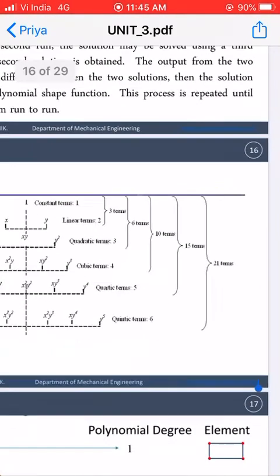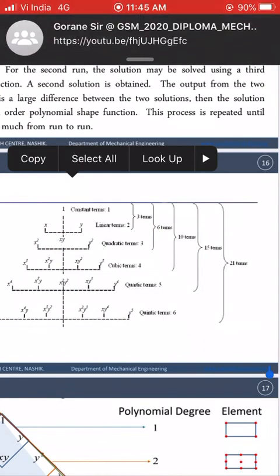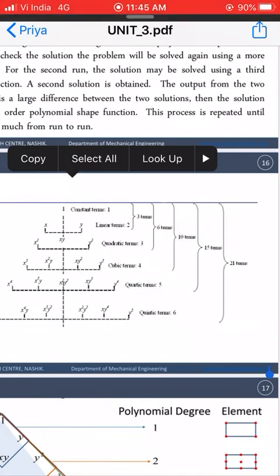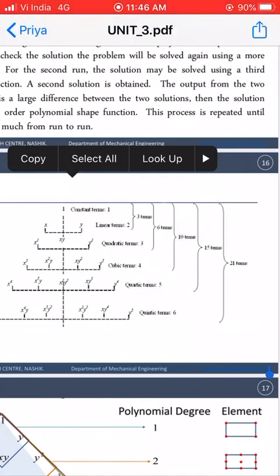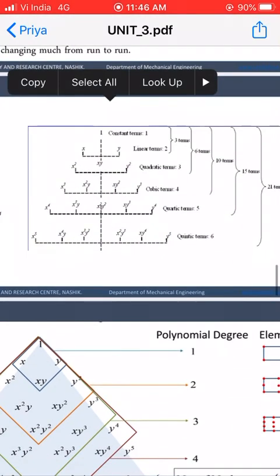So in this way you can remember, or actually this Pascal's triangle is nothing but a convenient way to remember the two-dimensional polynomial shape function. Because the one-dimensional polynomial shape function is very easy, as only the degree of x is increasing. But the two-dimensional one is not like your one-dimensional polynomial shape function. So to remember the two-dimensional polynomial shape function, this Pascal's triangle is used. Okay, so you can see here.